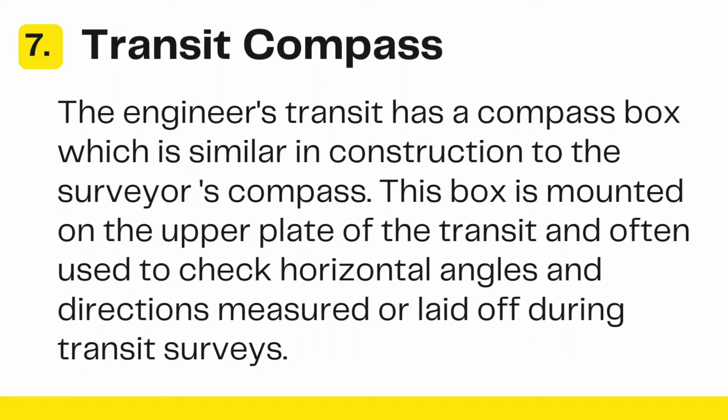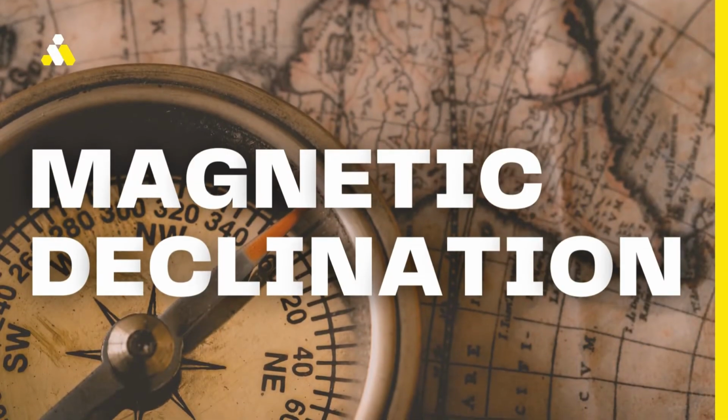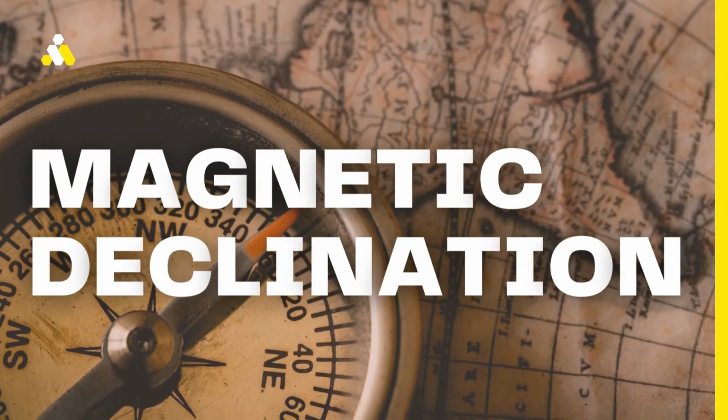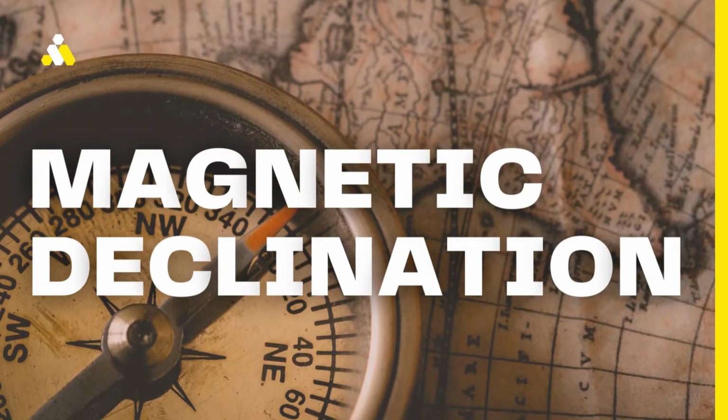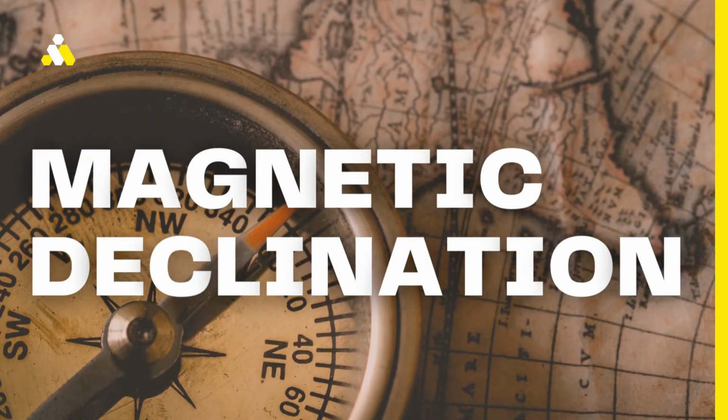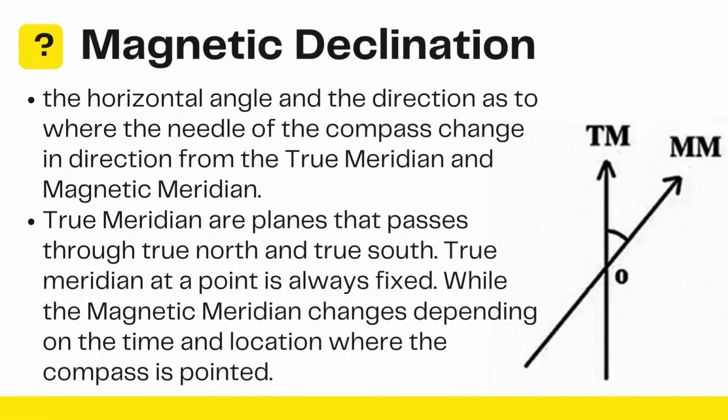It is also used for orienting the transit with the magnetic meridian. Now let us move on to the magnetic declination. So in a compass, there is a true meridian, magnetic meridian, and the magnetic declination. The true meridian, or what is labeled in the picture as TM, capital TM, is classified into two, which are the true north and true south.